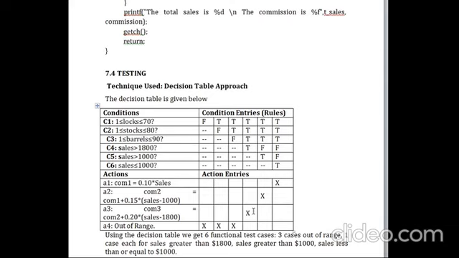In the action entries, we mark that A3 is commission equals plus 0.20 on the 20, that means the 20% of commission we calculated here. So come to rule number 5: the starting three, C1, C2, C3, are to be true, but C4 is to be false, that means sales greater than 1800 is false. Then C5 is to be true, meaning sales greater than 1000.